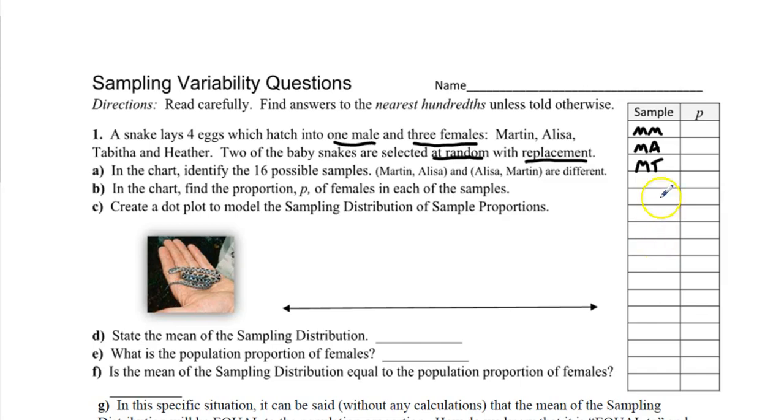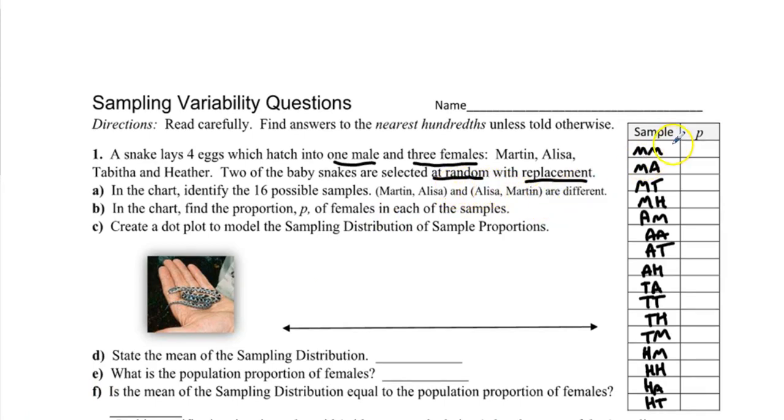Okay, so hopefully you paused until everyone had this all laid out. Now, I'd like to find out the proportion of females. That's part B here. Find the proportion of females in all of the samples.